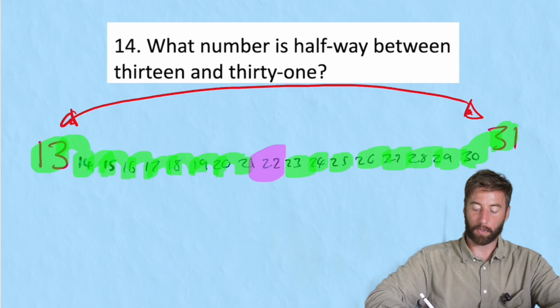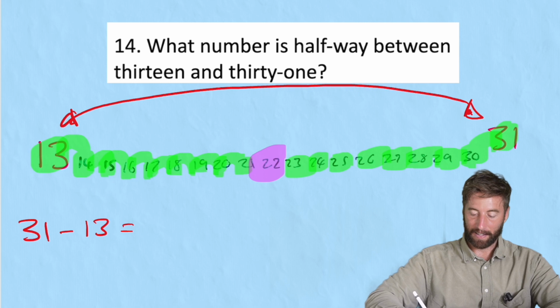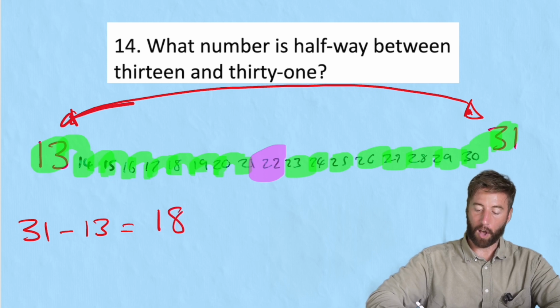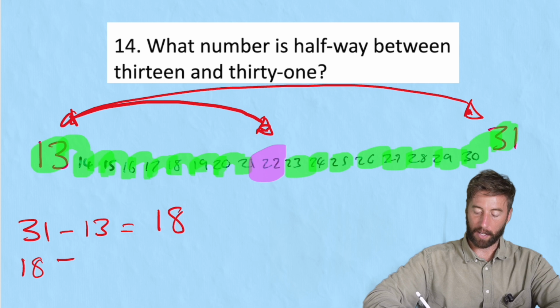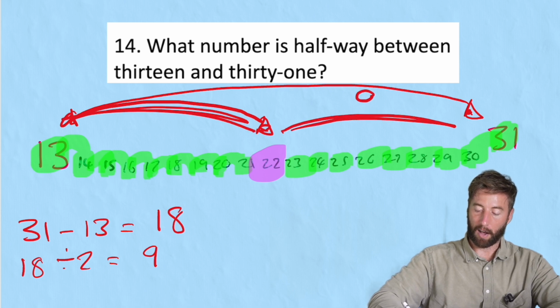Because we're looking for a number halfway between, what we want to do is find out what the full gap between them is, or the range between them. We can do that by doing 31 subtract 13, and 31 subtract 13 is 18. But we're only looking for halfway between. So if I get my 18 and divide it by 2, I'll get 9. So the gap between half of them is 9.